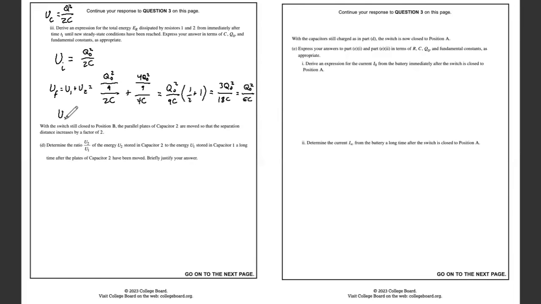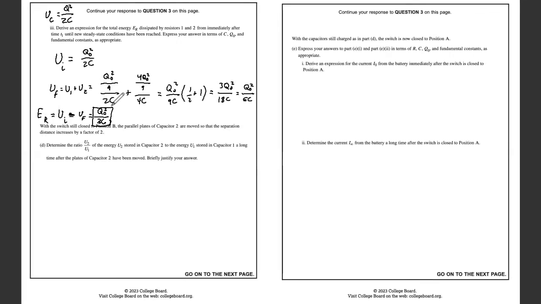Now, the difference is going to be the energy dissipated. So E_R, as it's called, is equal to U_I minus U_F. That's going to give us 3/6 minus 1/6, which is 2/6 or 1/3. So that's going to give you Q naught squared over 3C, and that is the energy dissipated by the two resistors, Q naught squared over 3C.